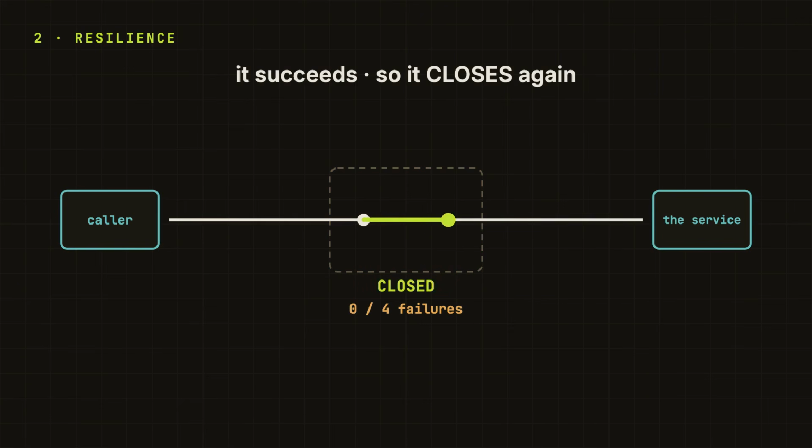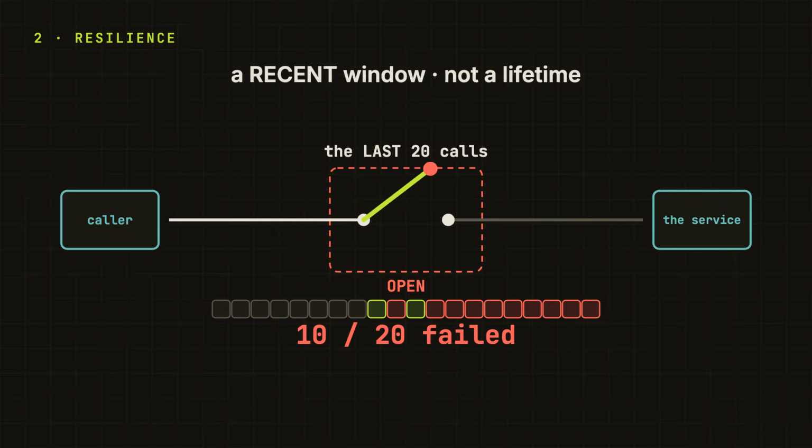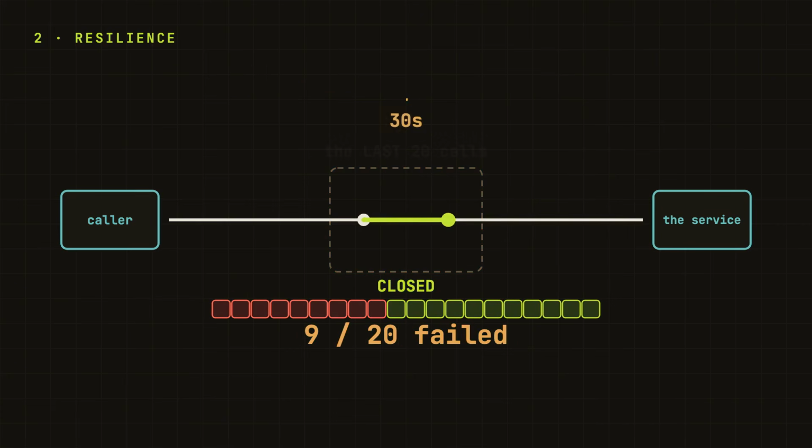Closed, open, half open. And the two numbers that make it a real machine. "Too many failures" is a rule you set. Something like, if more than half of the last 20 calls failed, trip. It is always measured over a recent window, not a lifetime total, so old failures do not count forever. And "after a while" is just a timer. Let's say 30 seconds before it lets those test calls through. This one stops a single failing service from taking down the whole system.